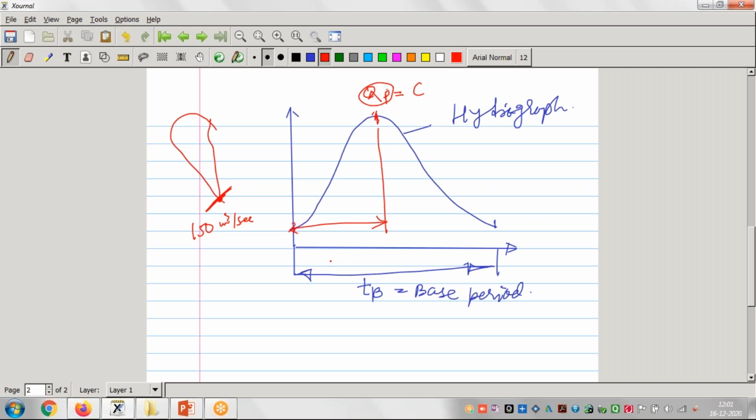So this will be on the x-axis. This is the time, right? So this time will be called TPK. That is, we can say that is the time for the peak discharge, right? We can say that is the time taken by the peak discharge, right?